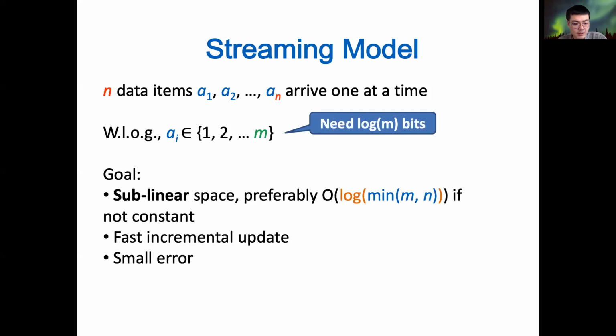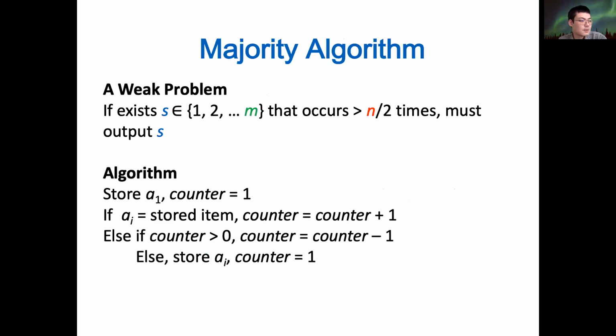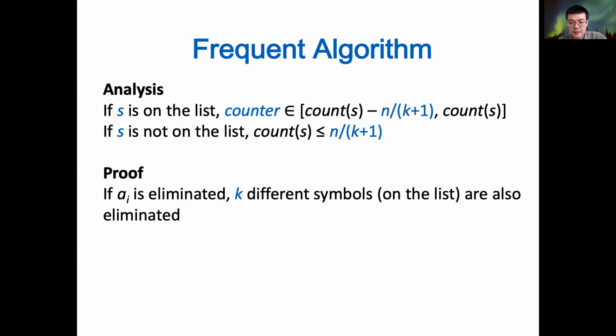Let's see where it is. Here. Okay. So if A_i is eliminated, because it's not on the K element list and there are already K items there, then K different symbols on the list are also eliminated before you are eliminated.